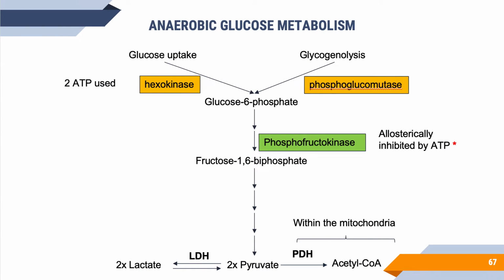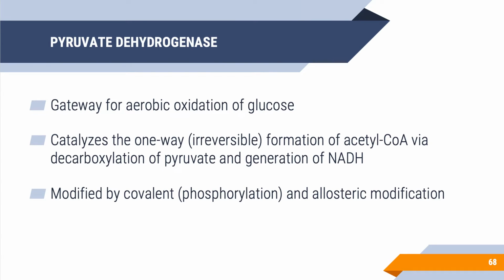Now considering the aerobic side of the picture, we turn pyruvate into acetyl-CoA through pyruvate dehydrogenase, and notice that this occurs within the mitochondria. Pyruvate dehydrogenase is a gateway for aerobic oxidation of glucose, meaning that once we have glucose broken down into pyruvate, we can send pyruvate through oxidative metabolism, through the TCA cycle and the electron transport chain, by converting pyruvate to acetyl-CoA.